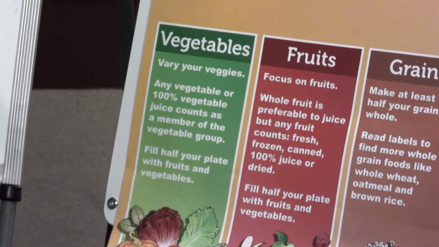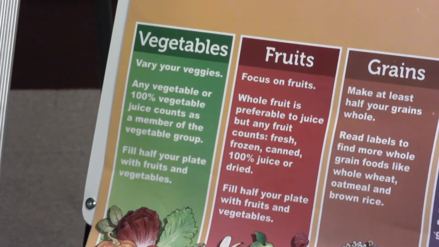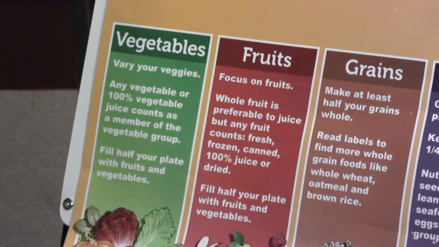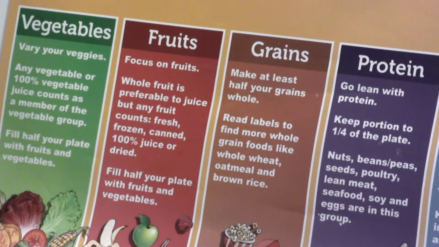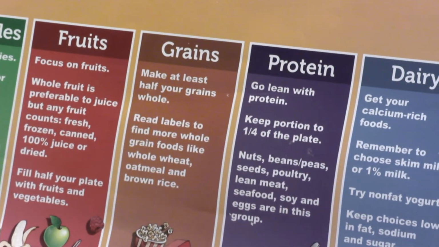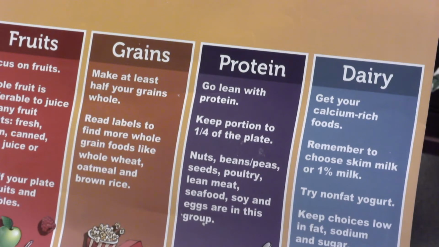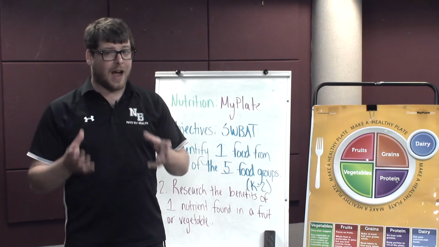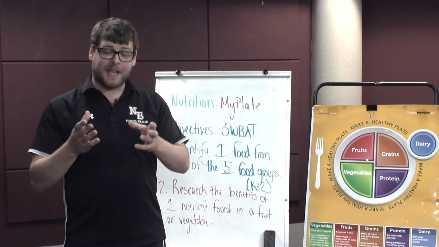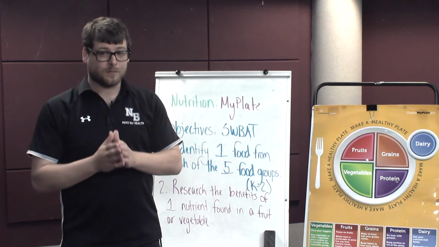Okay, and again, those food groups are the fruits, the vegetables, the grains, the protein, and the dairy. So do your best to find one example of each. If you can only find 3 in the fridge, that's fine. Just try to get as many as possible.